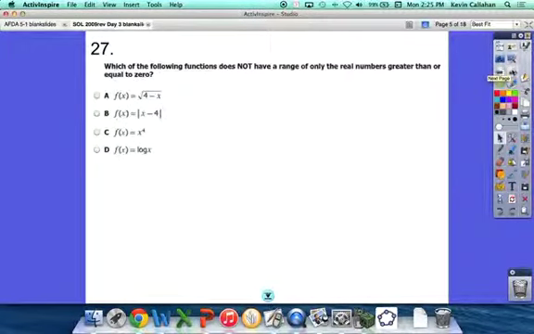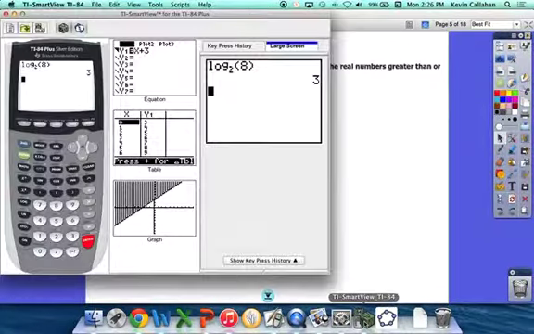So the number 27, which one of these does not have a range of all real numbers greater than or equal to 0? Another way of saying, which one does not have a range of y greater than or equal to 0? Okay, and it's D. Now, you could put these in the calculator, and you should be able to make sense out of just looking at them in the calculator.